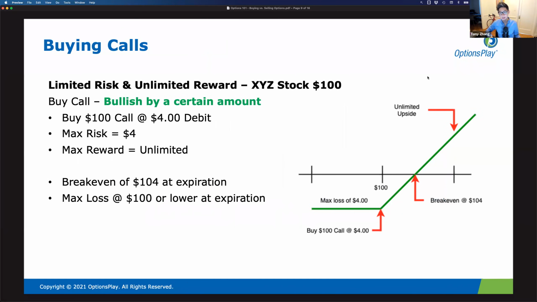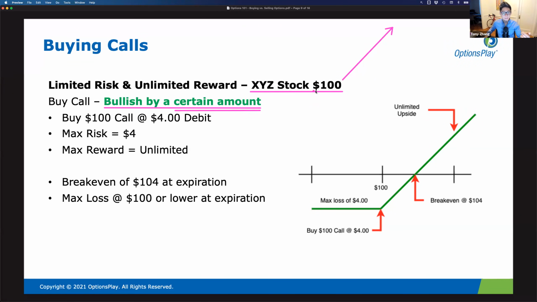First one I'm going to take a look at is buying a call option. Many of you here are well familiar with a call option. So I'm going to use example stock XYZ trading at $100. Let's say I think the stock's going to go higher, so I buy a call option. Now, again, we refer to a call option as bullish, but the more accurate description for a long call is bullish by a certain amount. Now, what do I mean by a certain amount? The certain amount depends on how much you pay for that call option.